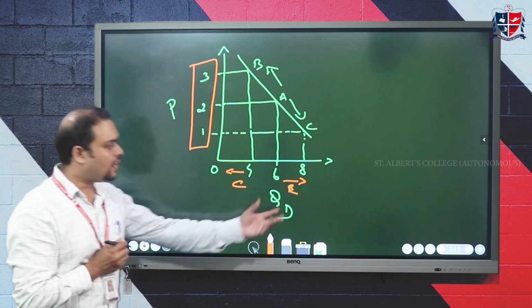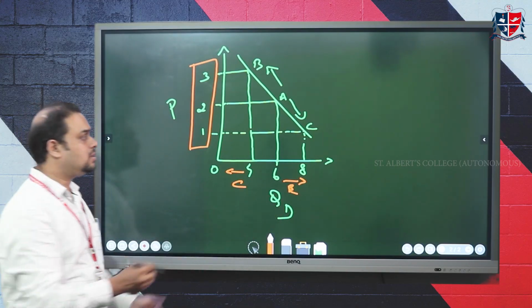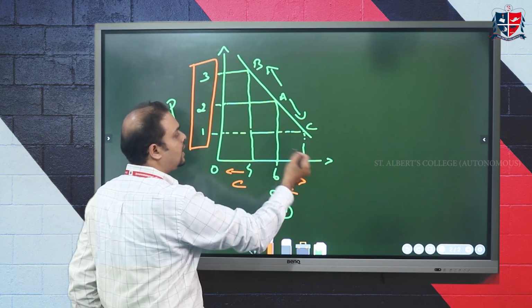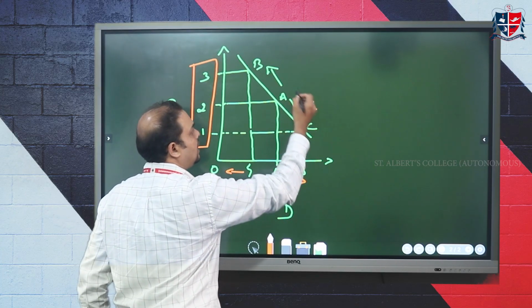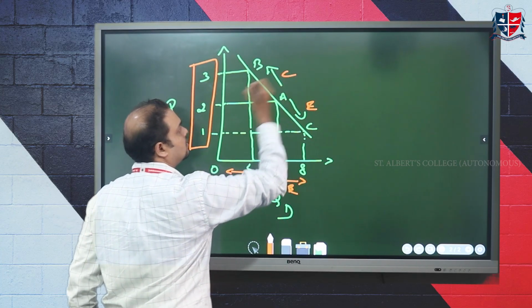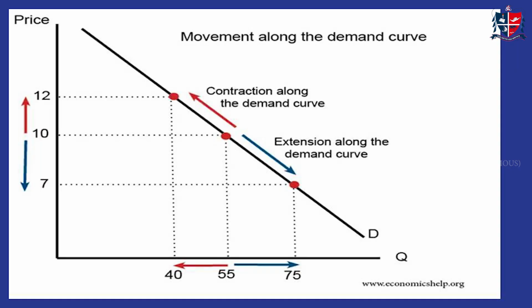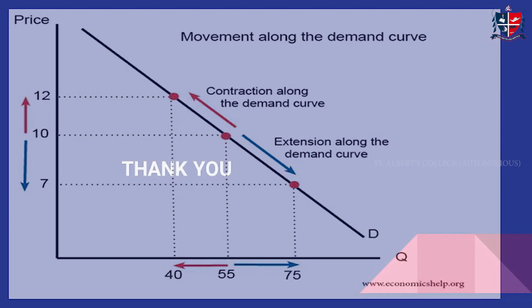So this is why we call it extension and this is why contraction. Some people mark it here also. They would say that when it goes from A to C, it is extension and this is contraction. I hope that is clear. This is the basic concept of movement along the demand curve. As I said before, this is your contraction and this is your extension. Extension is happening because you have high demand, contraction is happening because you have lower demand. And this is the whole concept behind the shifts and movements in the demand curve. Thank you.